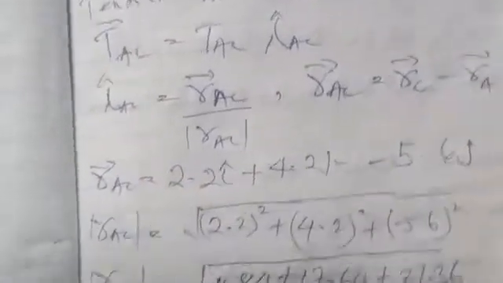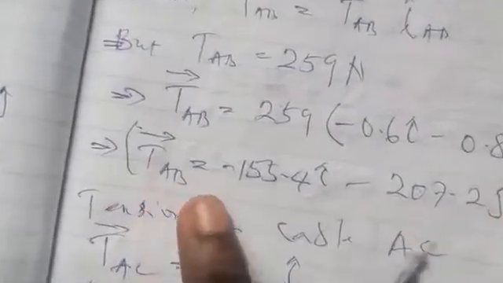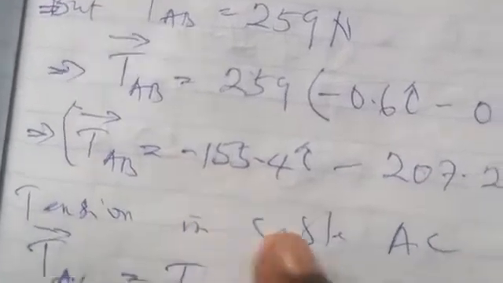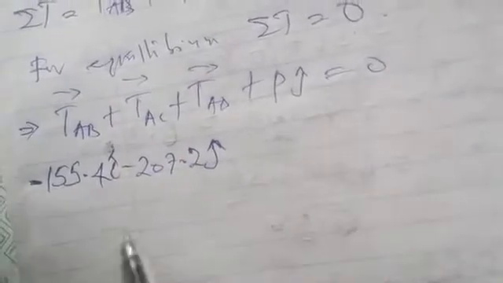All right, so let's bring in all these terms. We have to sum tension TAB. Tension TAB was gotten from equation 1, so we have minus 155.4 I minus 207.2 J. This is tension in cable AB, plus tension in cable AC, which happens to be the second equation, equation 2. So let's add this up and see.